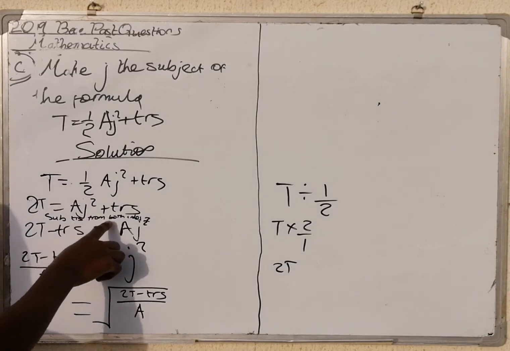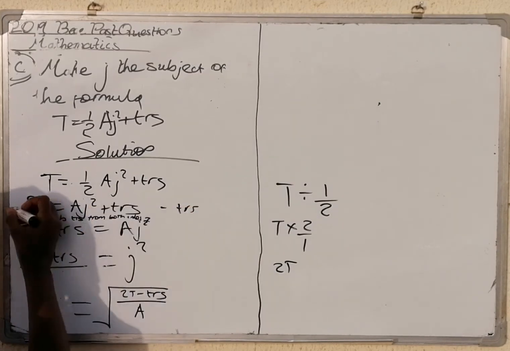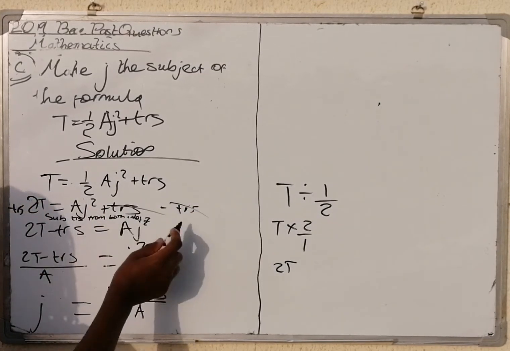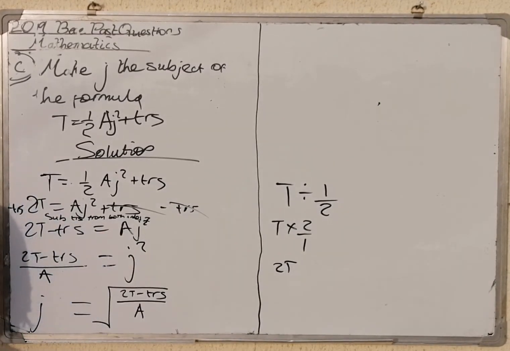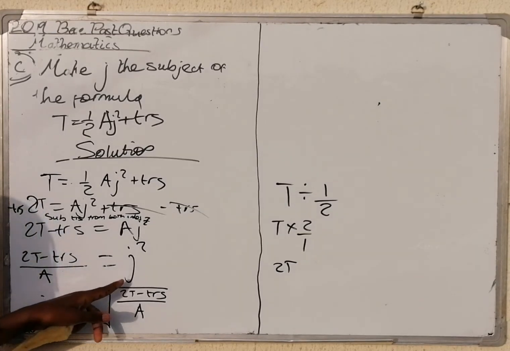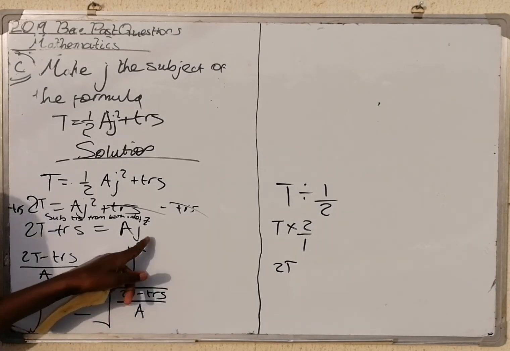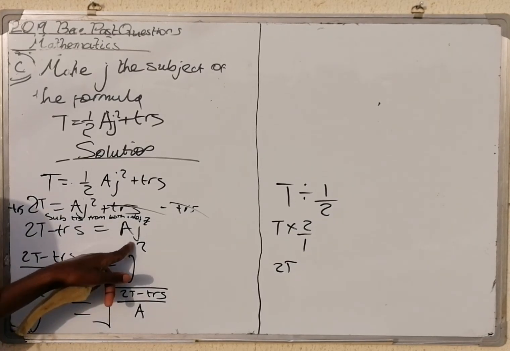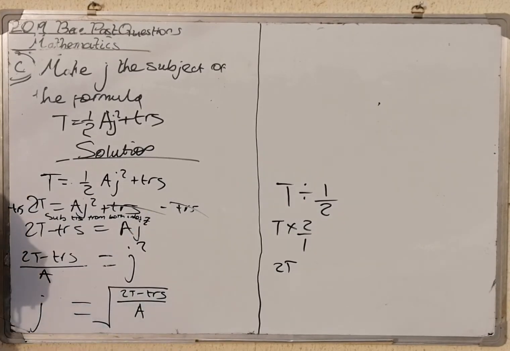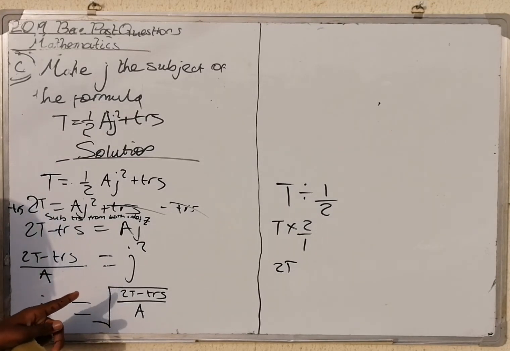So we subtract TRS from both sides. When we subtract it from both sides, the TRS cancels it. Then this becomes 2t minus TRS equals aj squared. Then 2t minus TRS over a equals j squared. Now let me explain how we got this. Since a is multiplied to j square here, we have to divide this side by a, and since it's moving to the other side of the equation, 2t minus TRS over a equals j square.